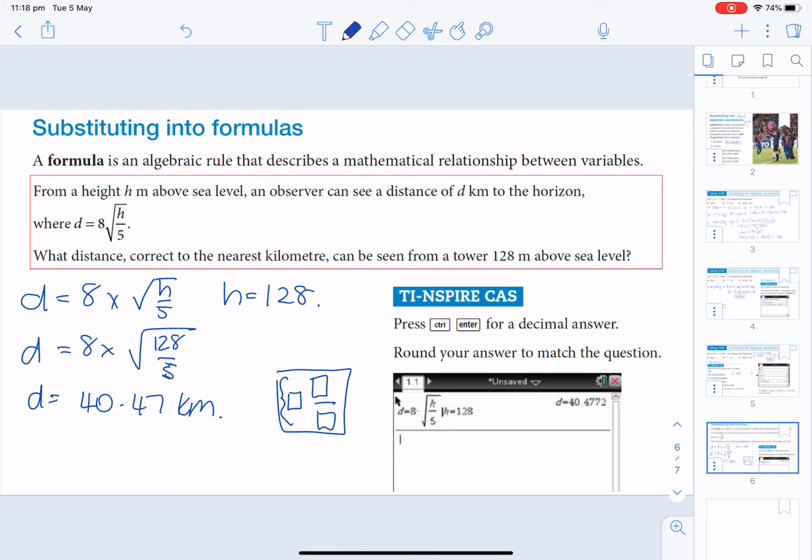If your answer ends up as a fraction, you press Control Enter and it gives you an approximated answer. It doesn't give you the exact decimal answer because otherwise it would be too many recurring figures. This will round it as best as it can to what you're after.